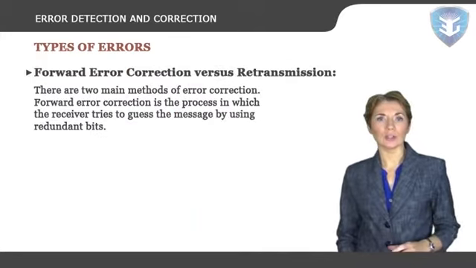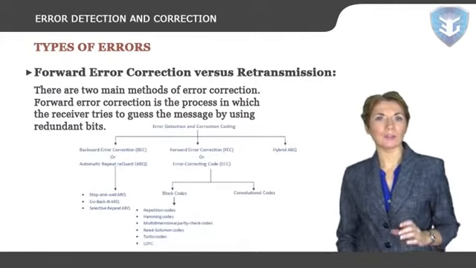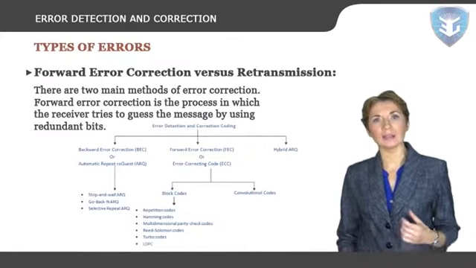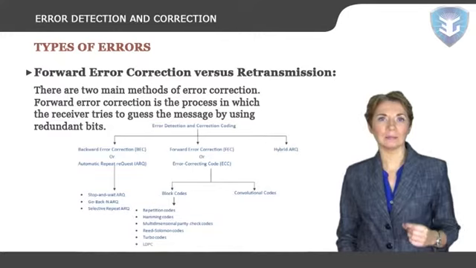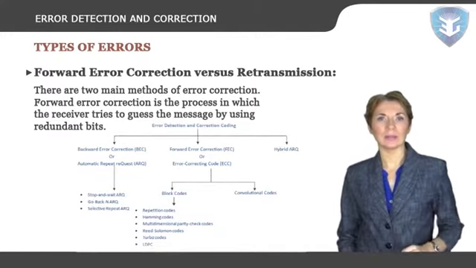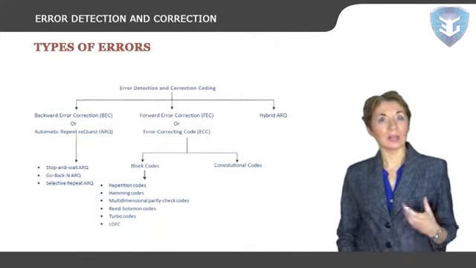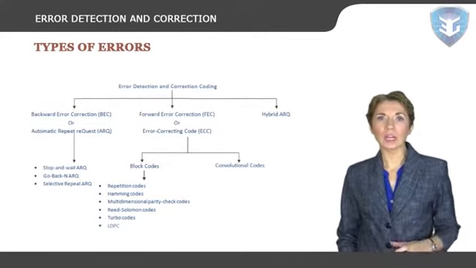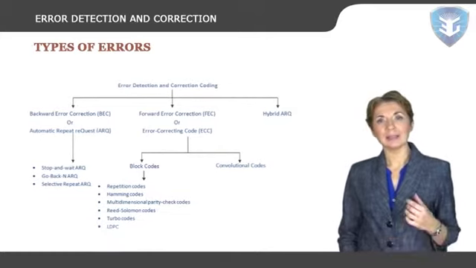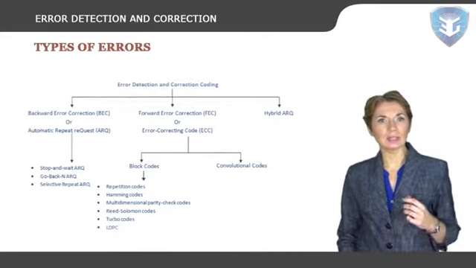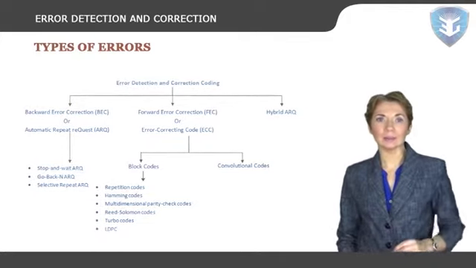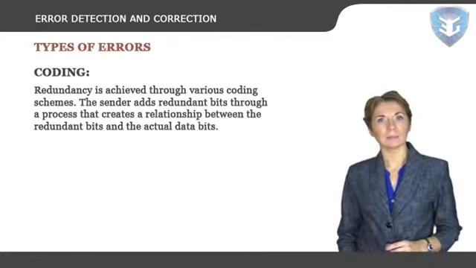Forward error correction versus retransmission. There are 2 main methods of error correction. Forward error correction is the process in which the receiver tries to guess the message by using redundant bits. This is possible, as we see later, if the number of errors is small. Correction by retransmission is a technique in which the receiver detects the occurrence of an error and asks the sender to resend the message.